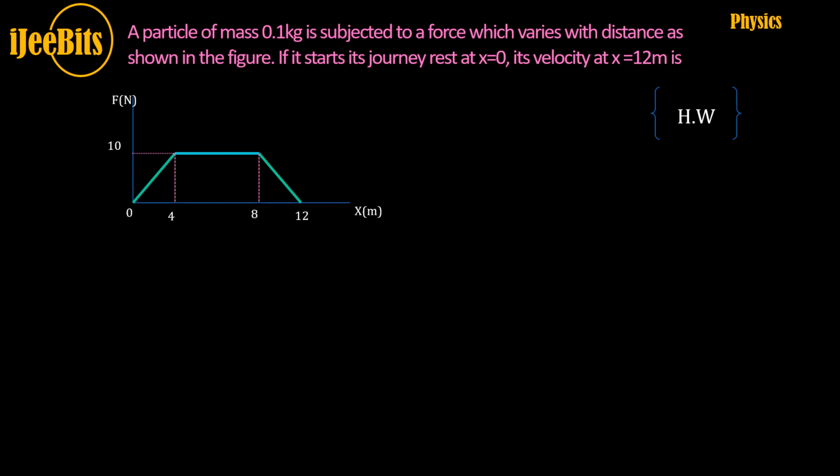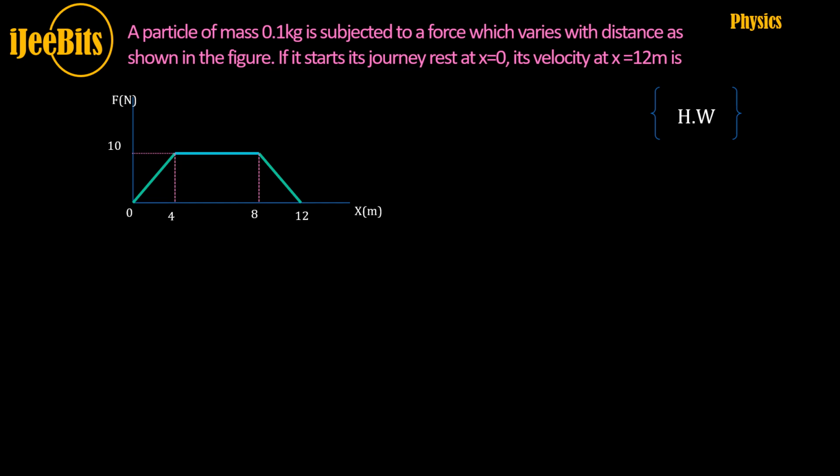So try this one. This was given as homework in the last session. A particle of mass 0.1 kg is subjected to a force which varies with distance as shown in the figure. If it starts its journey at x equal to 0, what is its velocity at x equal to 12? That was the ask. So what is given versus what is asked? Velocity is what is being asked, one thing for sure. So how do we solve this problem?